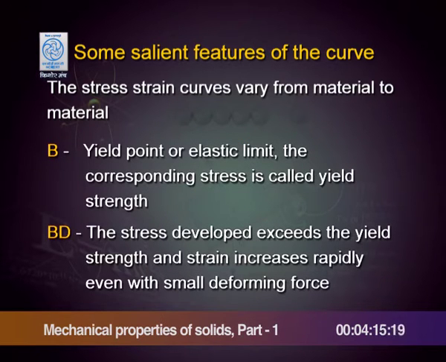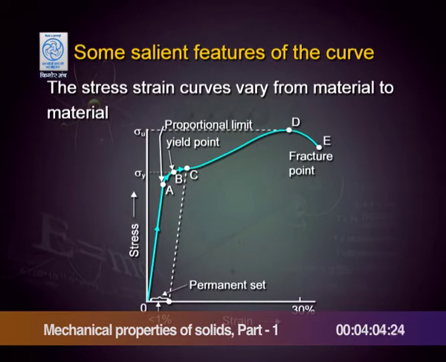Look at the portion BD. The stress developed exceeds the yield strength, and the strain increases rapidly even with small deforming force. What does that mean? That means that the material is going to have more and more strain even with very small deforming force. That means the stress within it is not at all proportional to the strain.